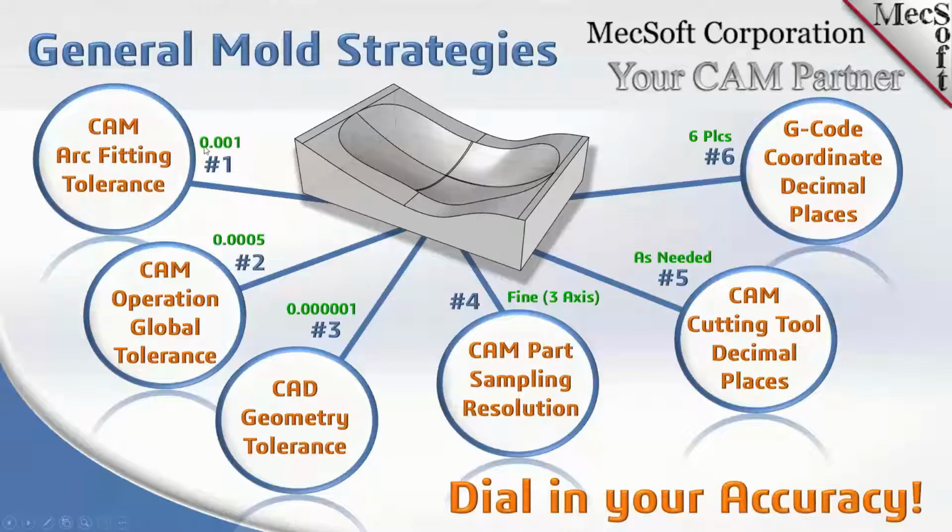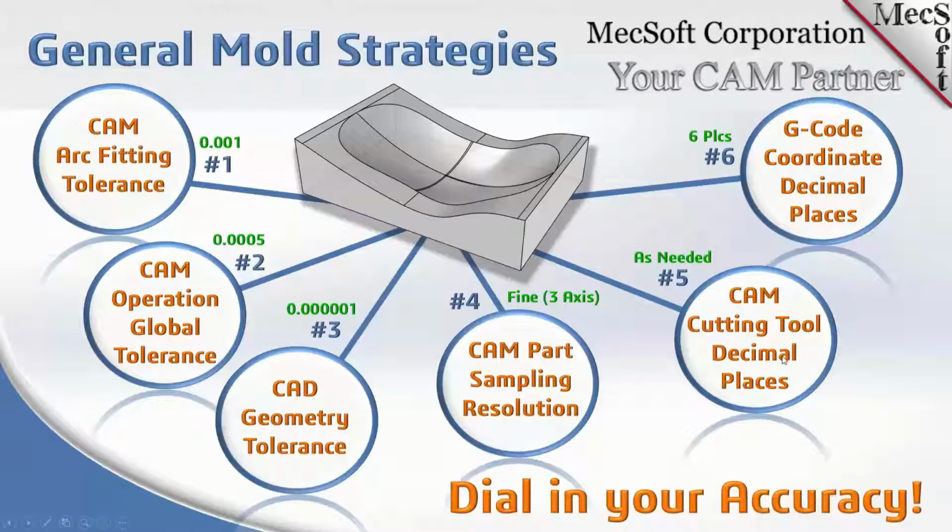In our example, we're starting with 1,000th. Then the CAM global tolerance is half of the arc fitting tolerance. Then we're going to look at setting the CAD geometry tolerance, where we add 2 more decimal places just for rounding. Then we're going to look at how to adjust the CAM part sampling resolution. This is a setting in the CAM preferences which affects the accuracy of your machining.